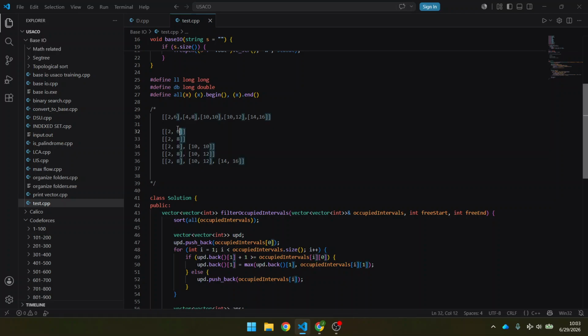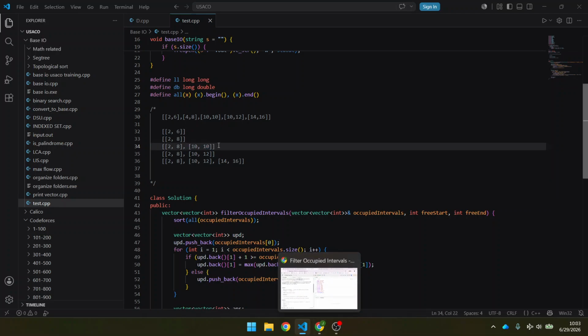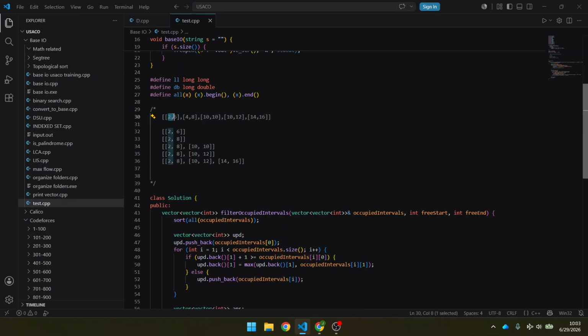So what we did, first off, we started with the first interval. And then for every interval, we check if it intersects. If it intersects, then we can just change the last value to the current right range. Otherwise, we can just add it to the end of our array. Another thing, the L values of the intervals have to be in increasing order or else it won't work.